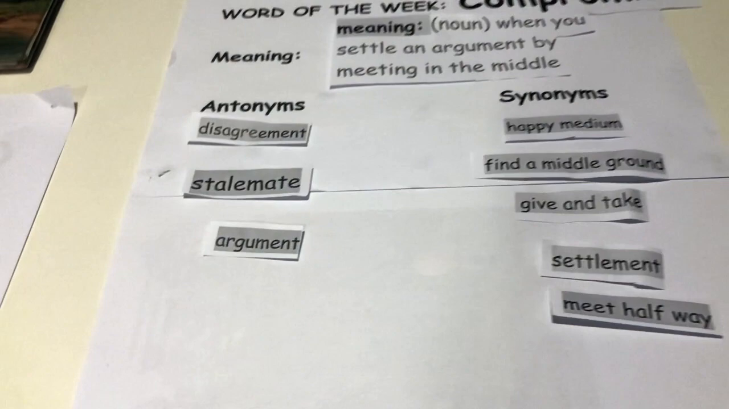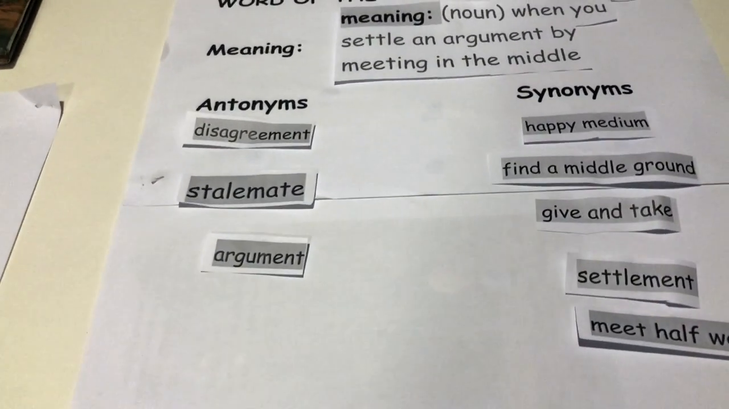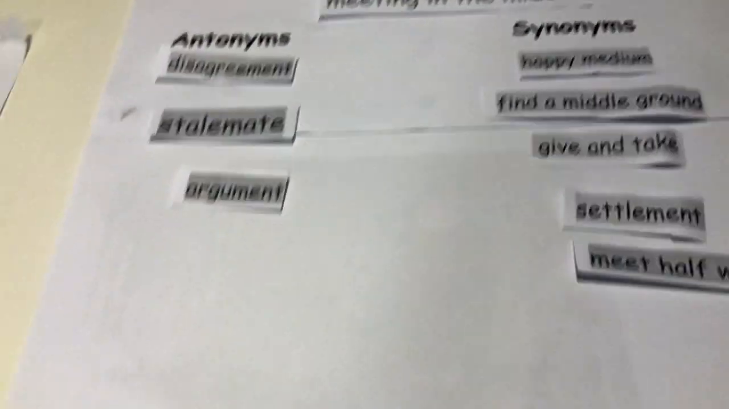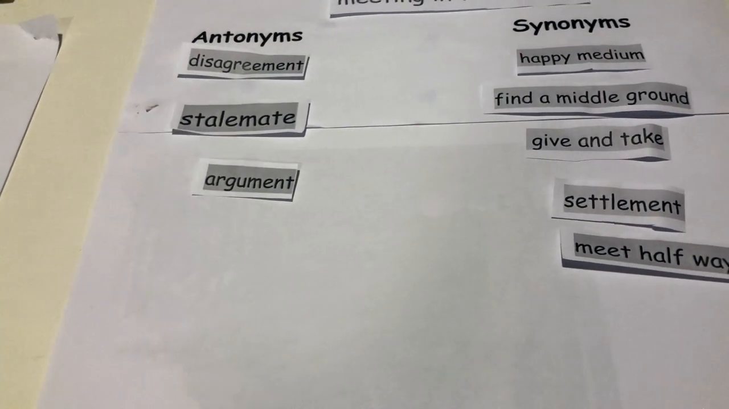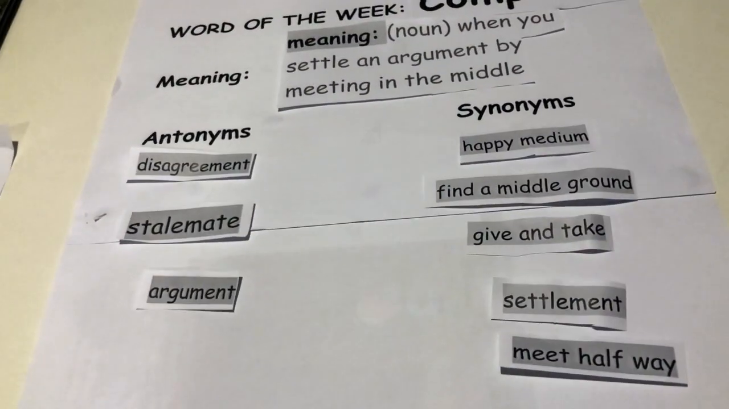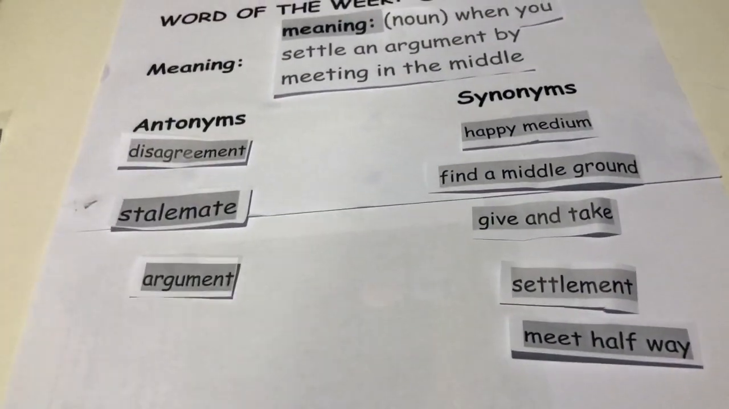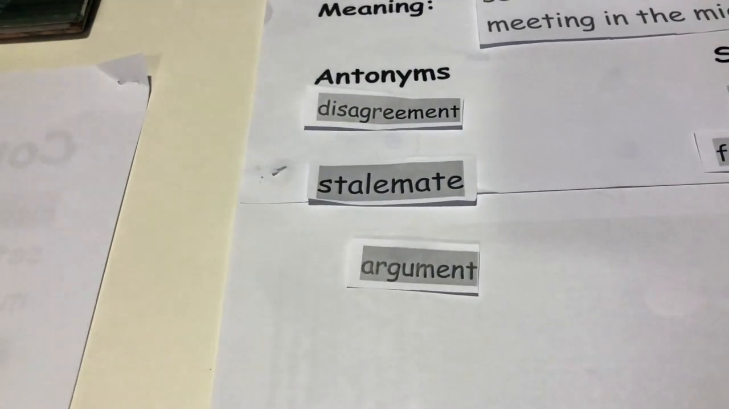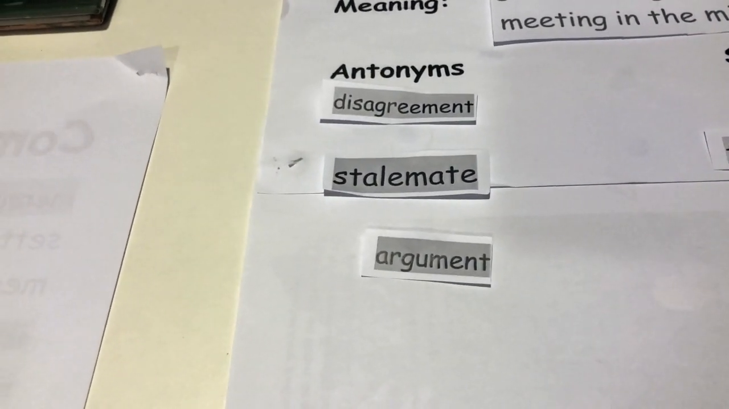A compromise is where there is some sort of solution agreed. So, okay, we have got compromise, which is when you settle an argument by meeting in the middle. And then we've got the synonyms, which are happy medium, find a middle ground, give and take, settlement, or meet halfway. And some antonyms, which are disagreement, stalemate, and argument.